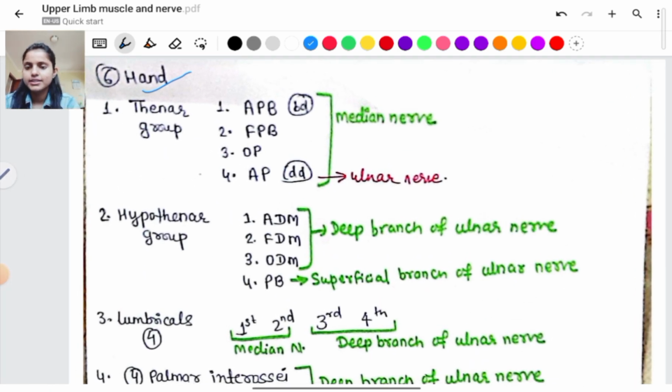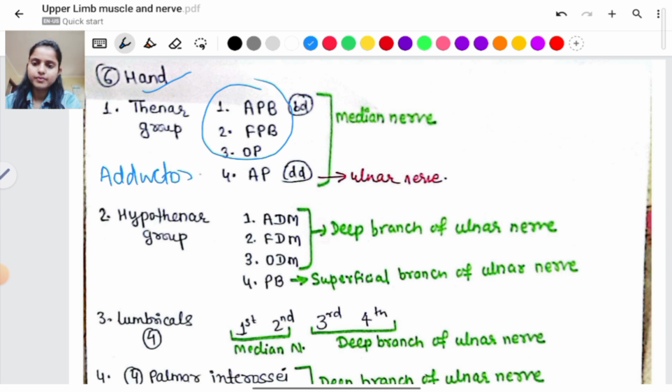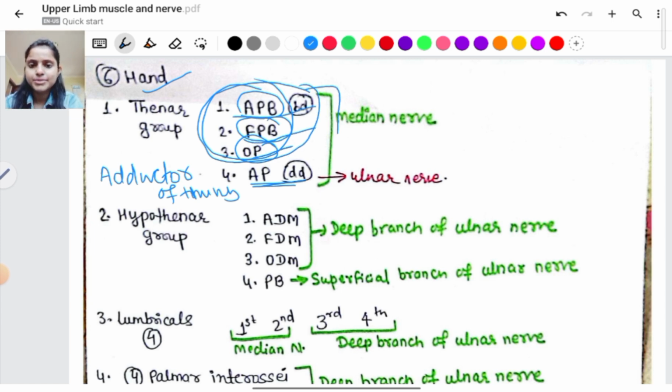Muscles of the hand. In the thenar group, there are 3 muscles, and there is also the adductor of the thumb. Three muscles: abductor pollicis brevis, flexor pollicis brevis, and opponens pollicis. And the adductor of the thumb is the adductor pollicis. These 3 thenar muscles, abductor pollicis brevis, flexor pollicis brevis, and opponens pollicis, are supplied by the median nerve, and adductor pollicis is supplied by the ulnar nerve.